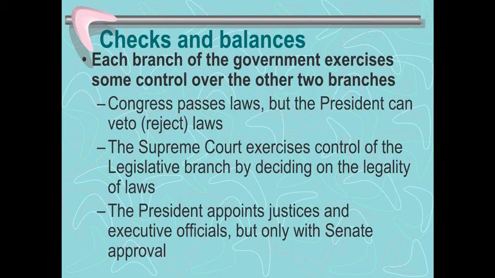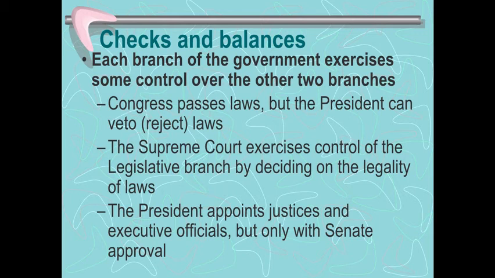Checks and balances is kind of also aligned with the separation of powers. Checks and balances talks about each branch of government exercising some control of the other 2 branches. So I have some examples listed. The first, Congress passes laws, but the president can veto or reject those laws.